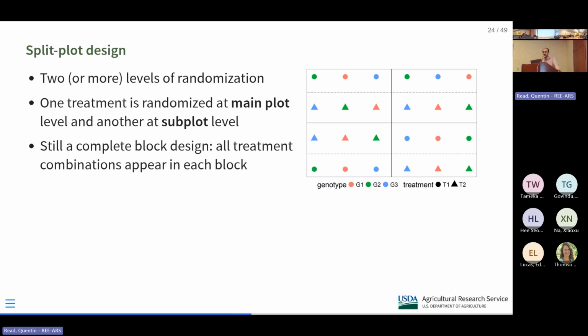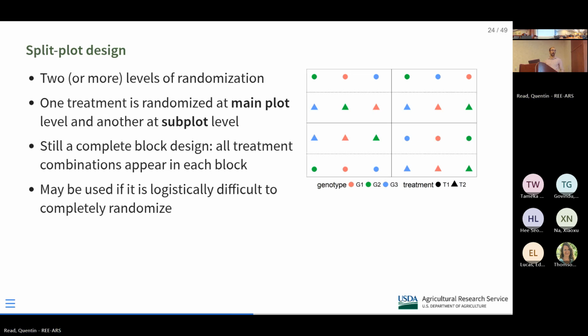It would be like if you had some sort of intervention that you were doing at the level of an entire hospital, like you changed something about that environment, and then within that, you would have patients that were individually assigned to different treatments. So one treatment's applied at the level of the hospital, the other is applied at the level of the patient. That would be a split plot design.